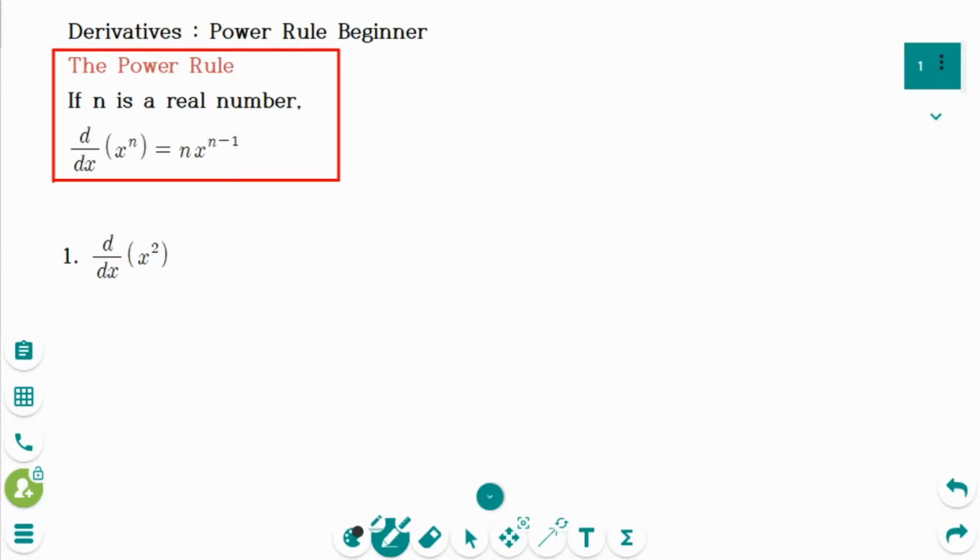This video will cover beginner questions regarding the topic of derivatives power rule. Number 1. d/dx of x squared, n equals 2, so 2 comes down: 2x to the power of 2 minus 1, 2x to the power of 1. So the final answer is 2x.